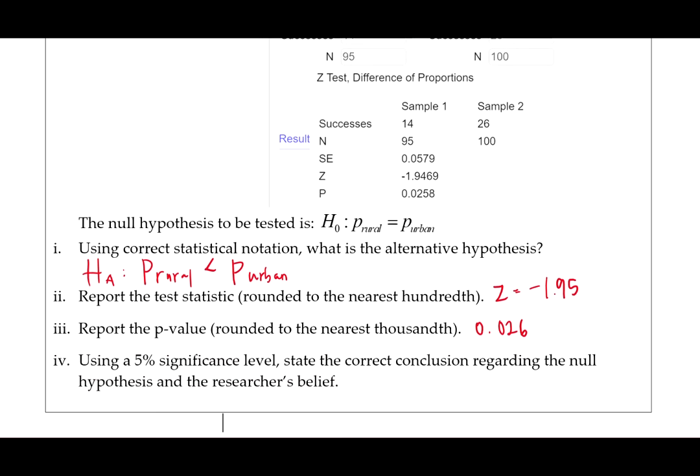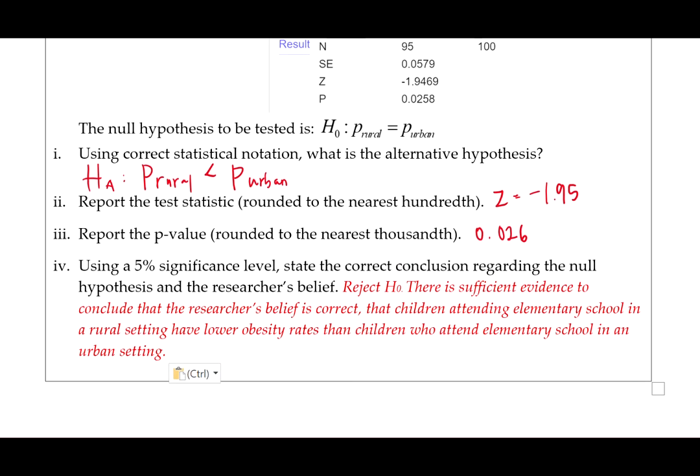Next, using a 5% significance level, state the correct conclusion regarding the null hypothesis and the researcher's belief. So our p-value is 0.026, which is less than a 5% significance level, or an alpha of 0.05. And so that means that we reject the null hypothesis and we have sufficient evidence to conclude that the alternative hypothesis is correct. The alternative hypothesis was the researcher's belief. And so we would write something like this. Reject H0, there is sufficient evidence to conclude that the researcher's belief is correct, that children attending elementary school in a rural setting have lower obesity rates than children who attend elementary school in an urban setting.